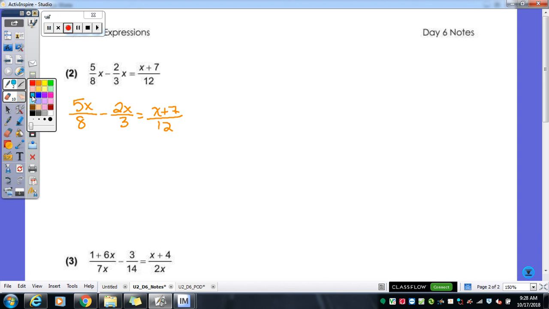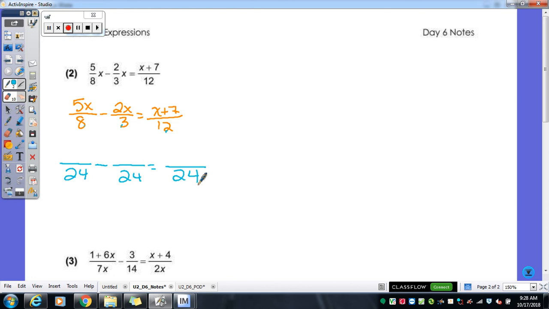I always like to look. My largest one is 12. Well, can I make a 3 into a 12? Yeah, I can multiply it by 4. But could I make an 8 into a 12? No. So 12 is not going to be my common denominator. The next one would be 24. 12 can go into 24. Can 3 go into 24? Can 8 go into 24? Yeah. I always use the largest one because that's going to make your life a little easier. 24 is going to be our common denominator.